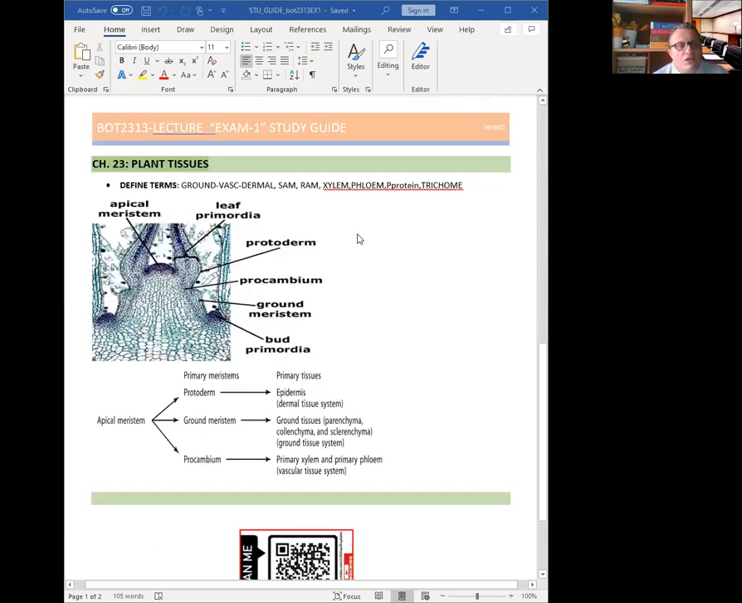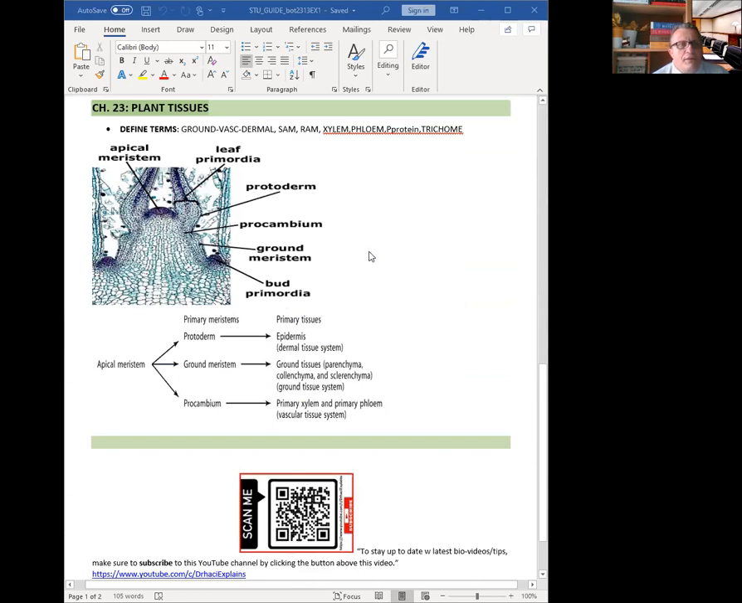And then tissues, right? So plant tissues, remember tissue types. So when you're studying, make sure that you know meristems, like stem cells of plants. And then the tissue types, right? And then parts of meristems like protoderm, procambium, ground meristem, but primordia, leaf primordia. So make sure you review these. Make sure you read chapter 23 about the specifics of these.